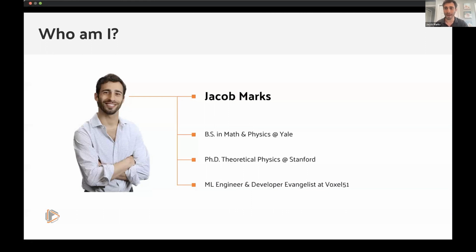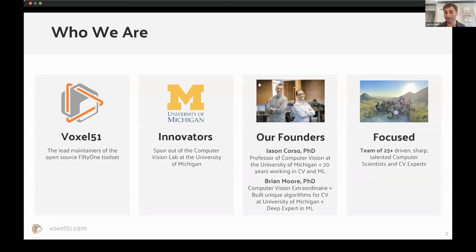So who am I? I'm Jacob. I am a machine learning engineer and developer evangelist here at VoxelGPT. I've been with the team for about 9 months now. Prior to joining the team, I completed my PhD at Stanford. My background is in physics. Who are we? VoxelGPT are the lead maintainers of the open source FiftyOne toolset.